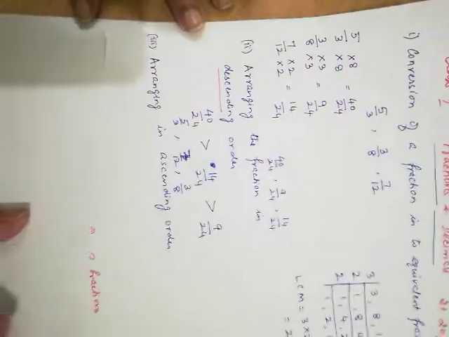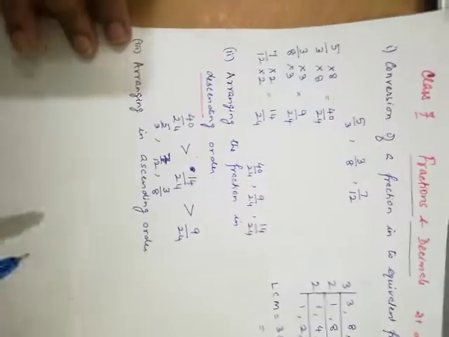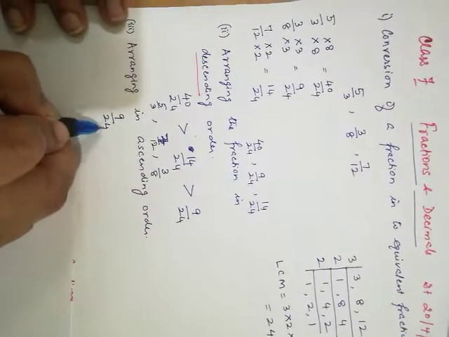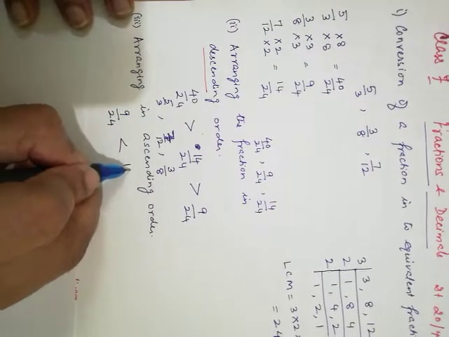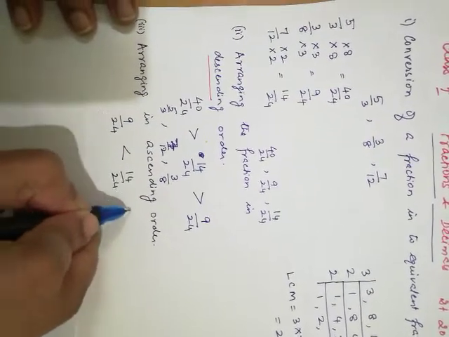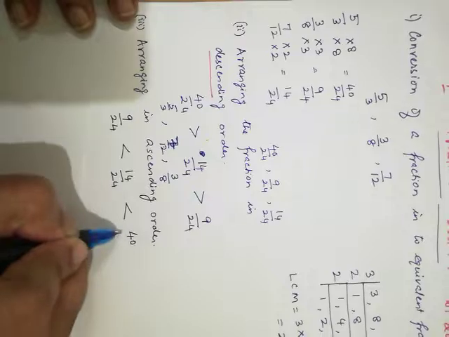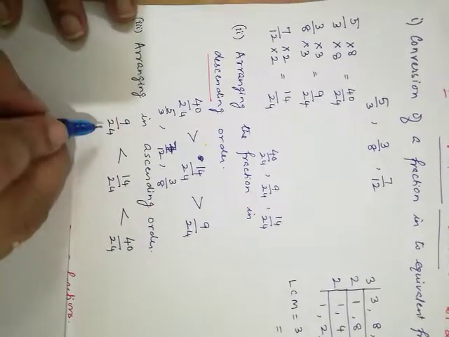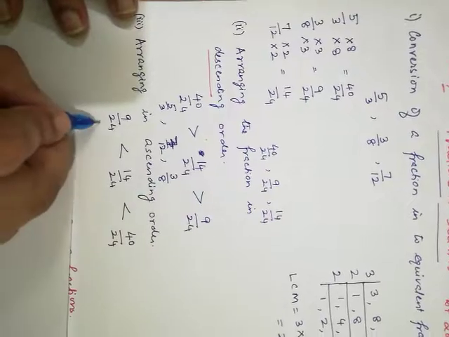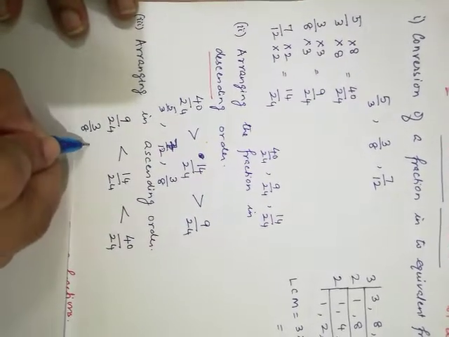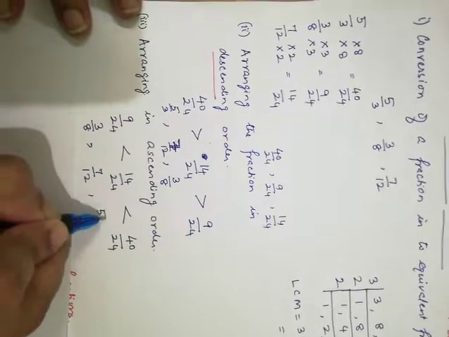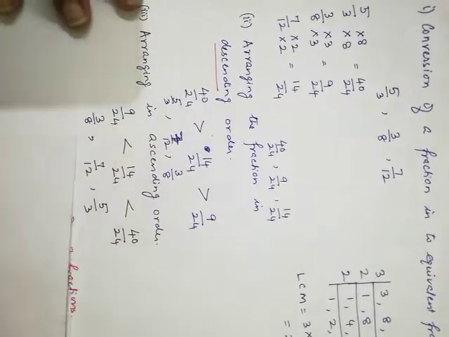Suppose the same question if we have to write in ascending order, then what we will write? Smaller to bigger. The smallest one is 9 by 24, which is lesser than 14 by 24. 14 by 24 is lesser than 40 by 24. So to write it in ascending order, 9 by 24 is nothing but 3 by 8 and 14 by 24 is 7 by 12 and this is 5 by 3. So this is in ascending order.